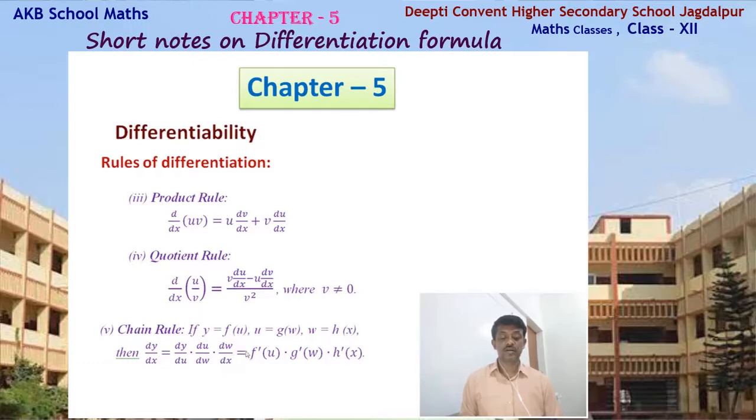Now the in-between values you can write from the last: w, dw, then u, du. So dy by du, du by dw, dw by dx. This is the writing method. And f dash u, g dash w, h dash x. Find these derivatives separately and put the values here, then you can find dy by dx. This is the chain rule.